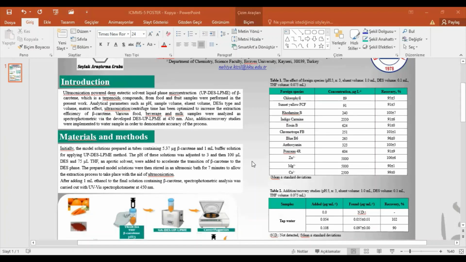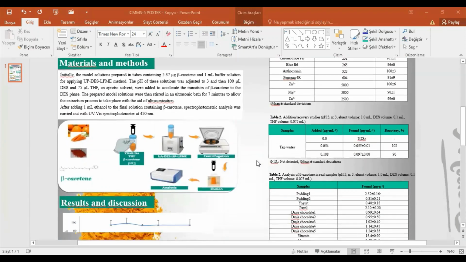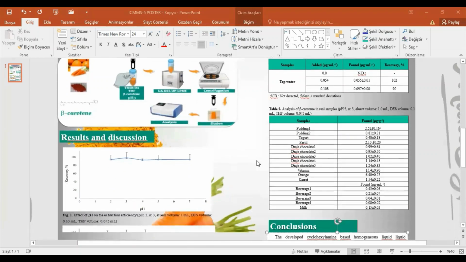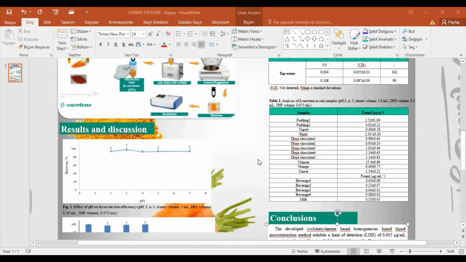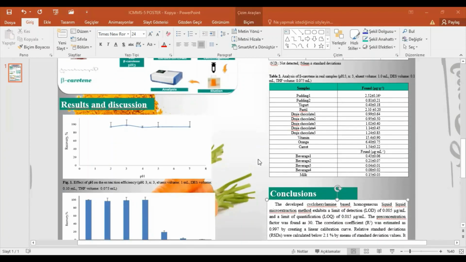To evaluate the matrix effect, some dyes and ions were used. All quantitative results were listed in Table 1. Finally, the method was successfully applied to some real samples like pudding, yogurt, chocolate, vitamin, carrot, and milk samples.